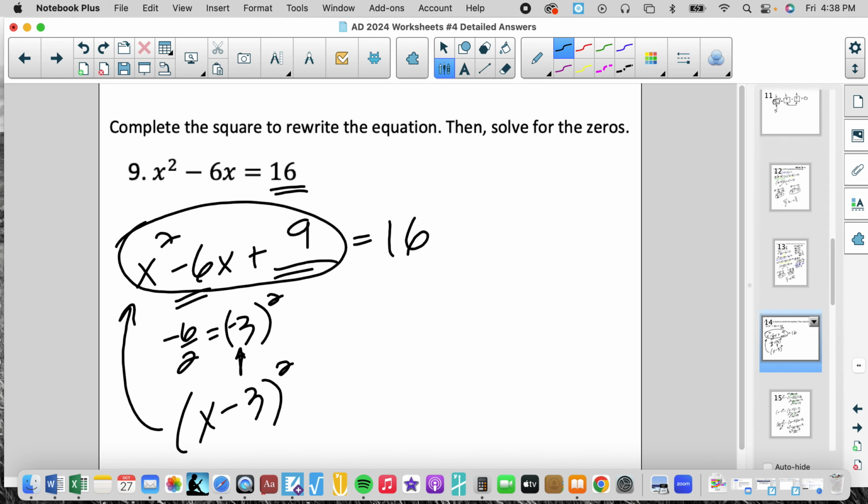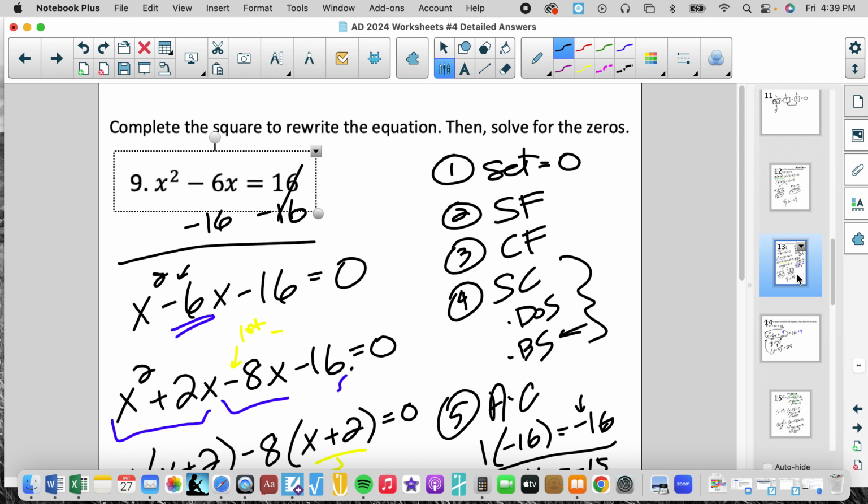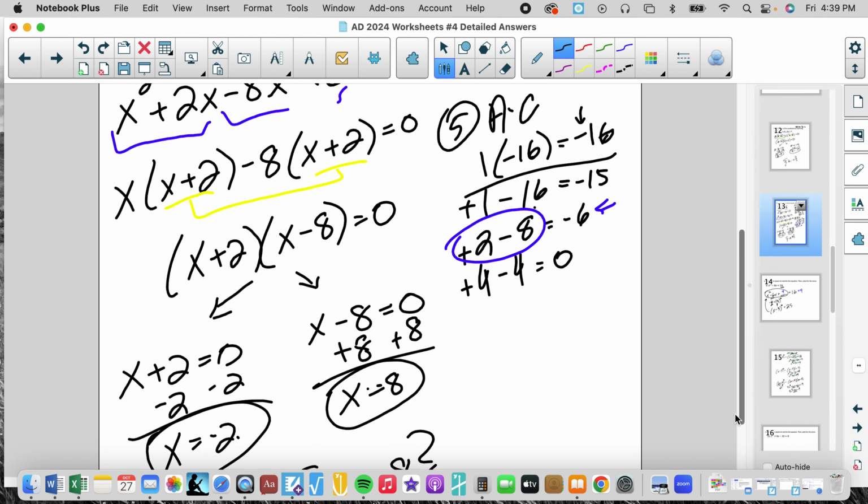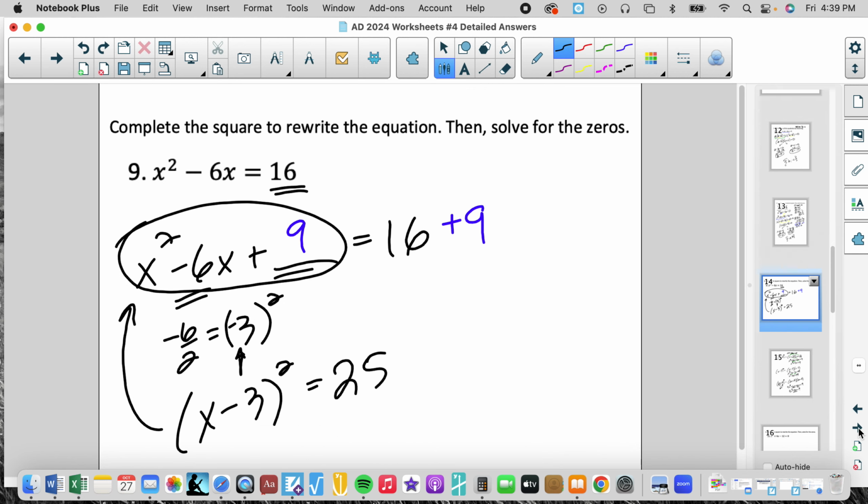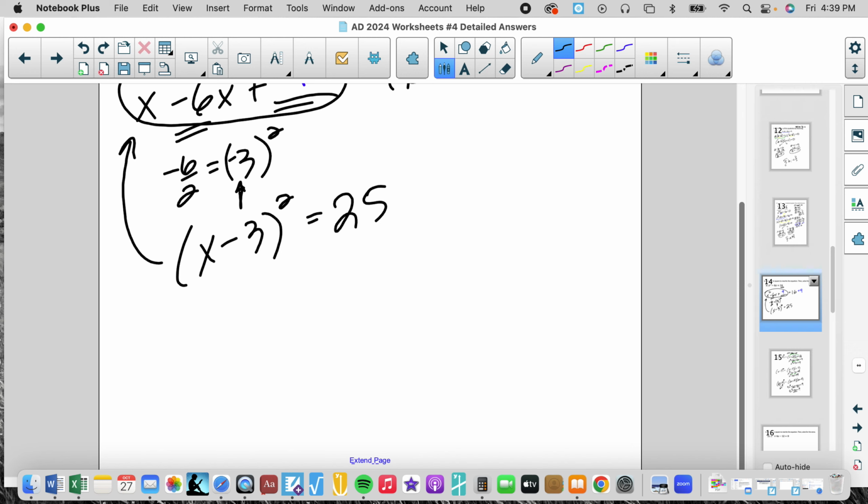But that 9 came out of nowhere. So I added it to the left side. In order to keep it balanced, I have to add a 9 to this side also. So this is actually going to equal 25. It says complete the square to rewrite the equation, then solve for the zeros. We know what the solution is because we've already done this problem. It was negative 2 and 8. So I talked about how we could also solve this by solving for the variable.